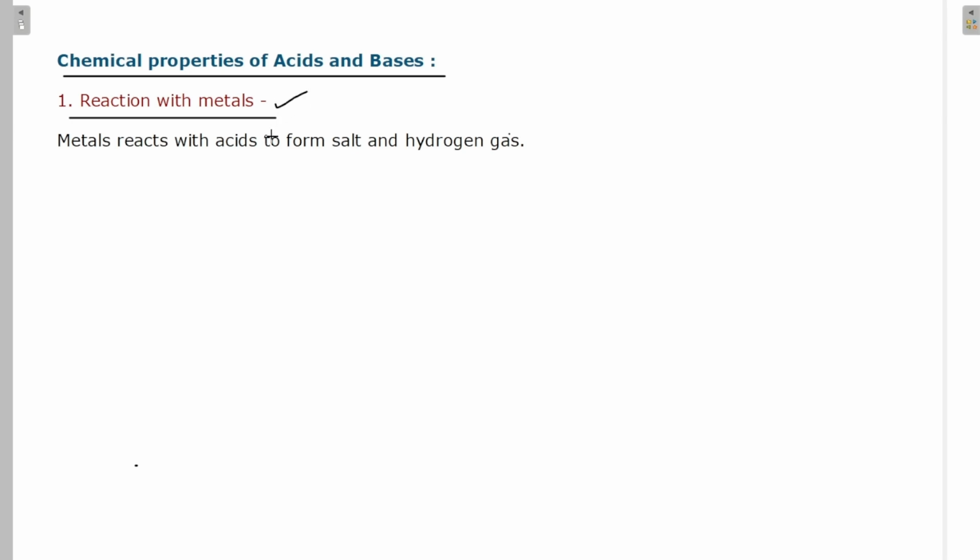How do acids and bases react with metals? So let us see the reaction of metals with acids. When metals react with acids, there is a formation of salt and hydrogen gas. In general, we can write: metals react with dilute acid to form salt and hydrogen gas. Let us see the different examples here.